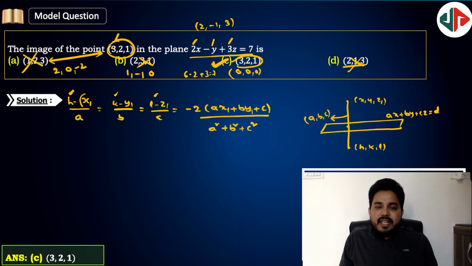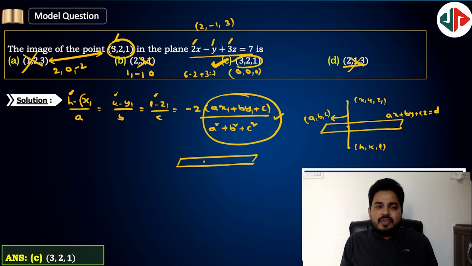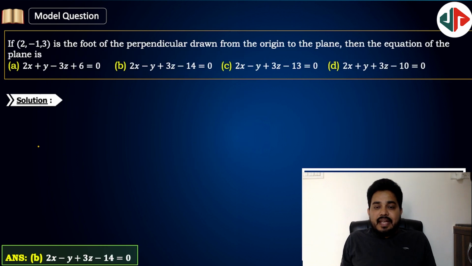So, what they have done here, they are asking about the image of a point which lies on the plane itself. Generally, you'll go and do verification. Okay? Right. So here what happened? The moment you substitute, this value goes to 0. So h is equal to x1, k is equal to y1, and l is equal to z1. This is the plane that is required.